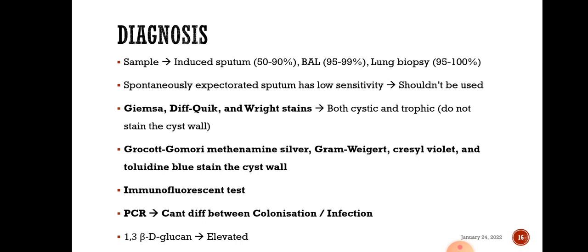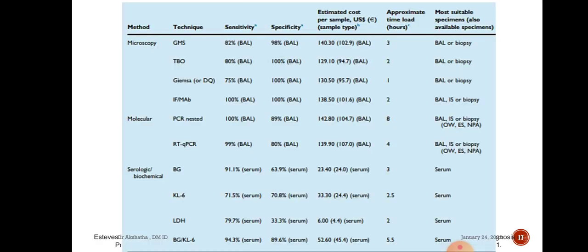Immunofluorescence test is one of the easy tests which can be done, but unfortunately it is not available in most of the labs. This has a better sensitivity and specificity compared to your other staining methods. Then PCR, you can even do PCP PCR, but it can't differentiate colonization from infection. PCP pneumonia is associated with elevated beta-D-glucan, so it can be used. This is a table showing the various sensitivities and specificities.